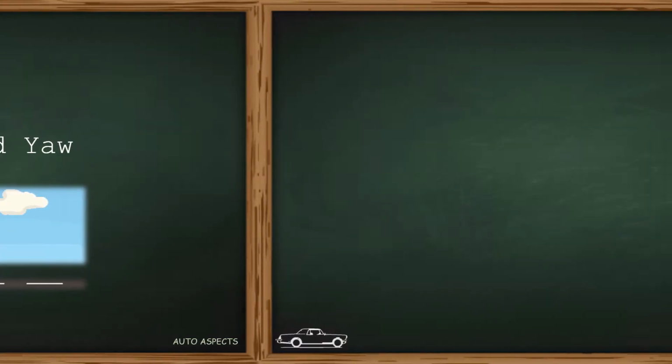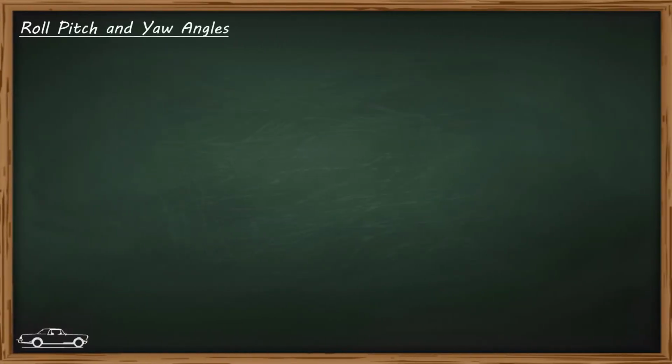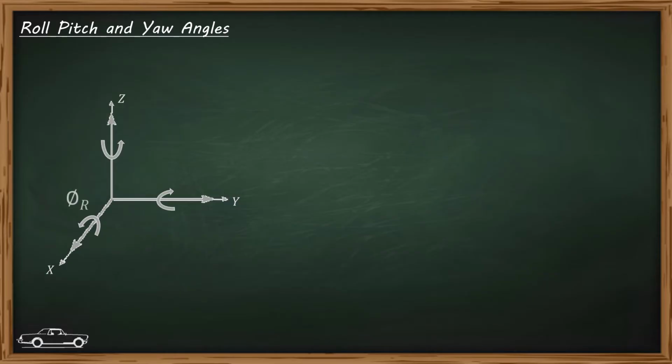To know them, we have to first understand the vehicle coordinate system. In a simplified approach, let us consider a fixed axis system comprising x, y, and z axis. The rotation along the x-axis forms an angle called psi r. Similarly, psi p and psi y are the rotation angles along the y and z axis.